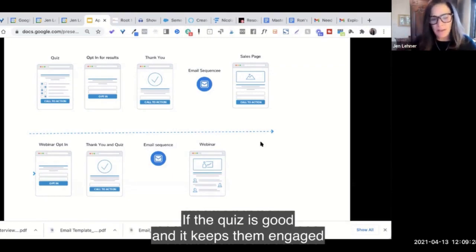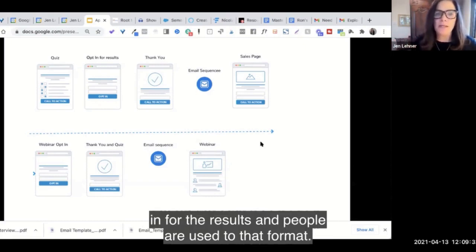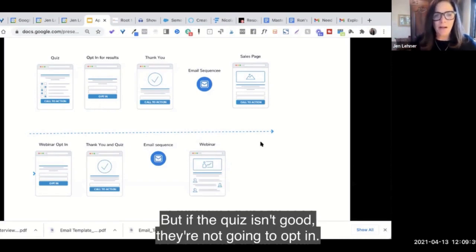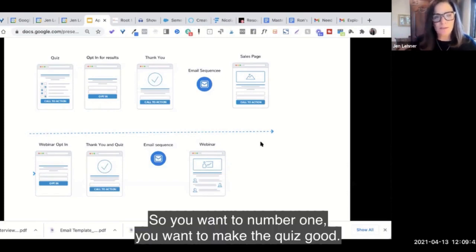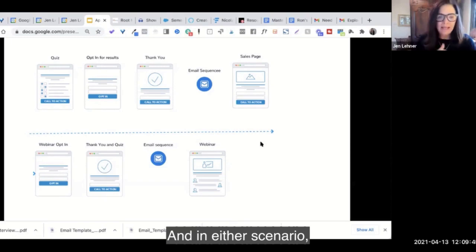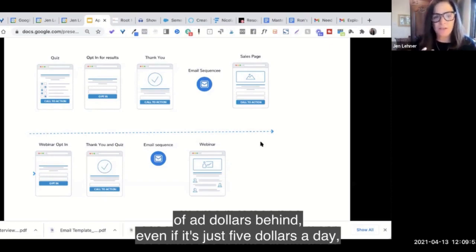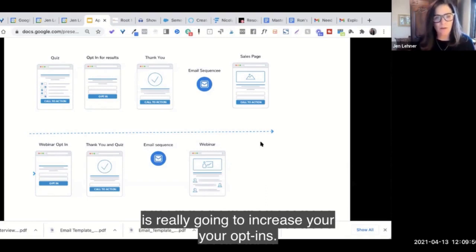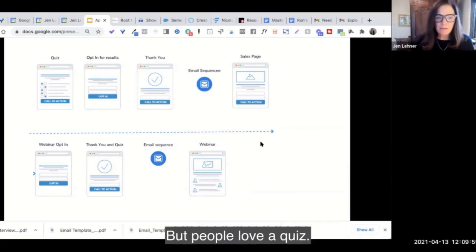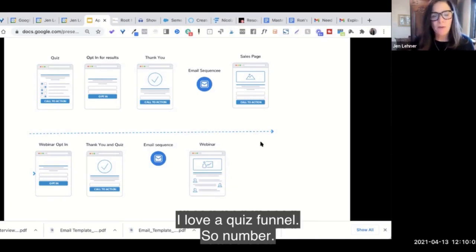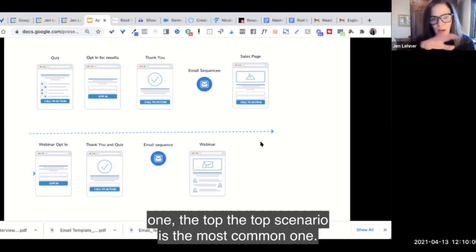I think the best answer to this question is, here is the thing. If the quiz is good and it keeps them engaged, then they are going to opt in for the results, and people are used to that format. But if the quiz isn't good, they're not going to opt in. So number one, you want to make the quiz good. And in either scenario, whether you promote the webinar or the quiz, obviously putting a little bit of ad dollars behind it, even if it's just $5 a day, is really going to increase your opt-ins. But people love a quiz. I love a quiz funnel. So number one, the top scenario is the most common one.